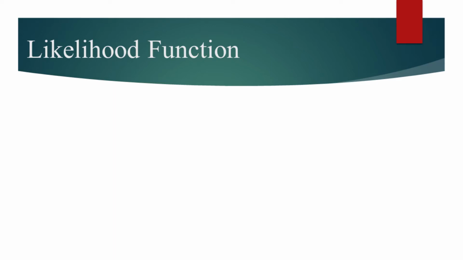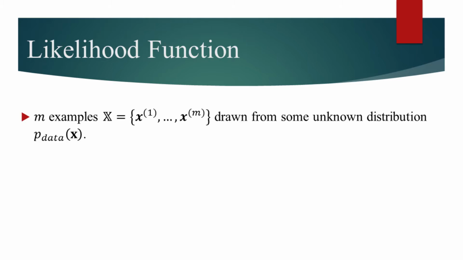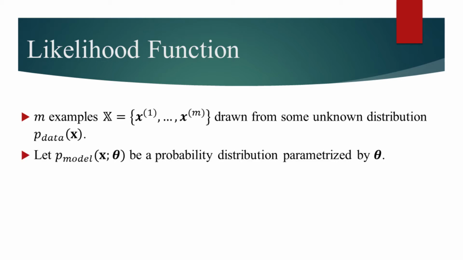The likelihood function will help us understand maximum likelihood estimation. Suppose we have m samples drawn from the unknown distribution P data. Let P model be a parametric probability distribution over the same space. The idea of the likelihood function is to tell us how likely it is for our probability distribution to have observed the samples in the dataset.